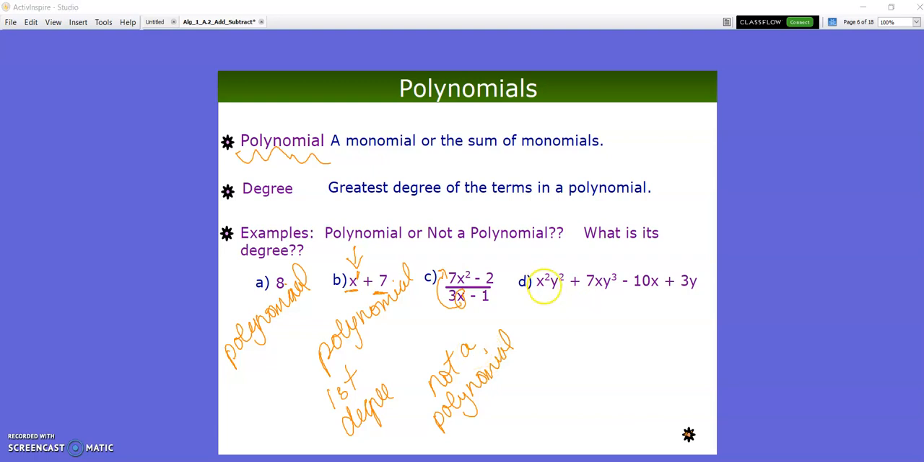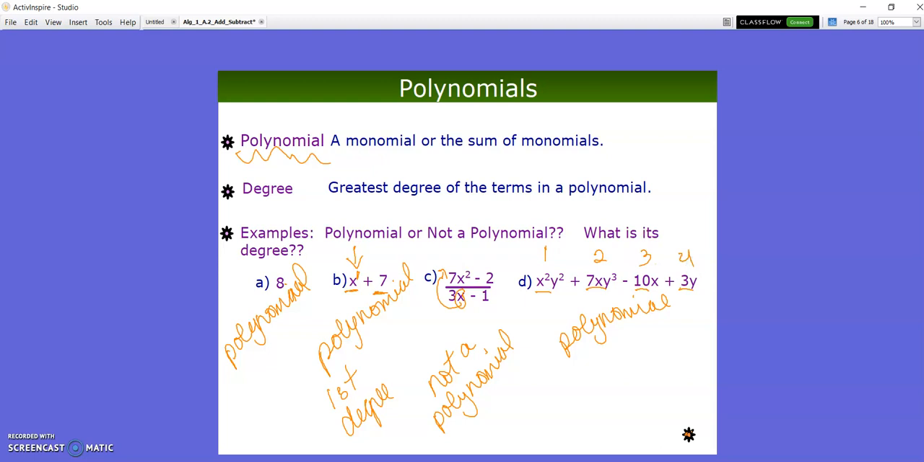For letter D, I take a look. It's got 1, 2, 3, 4 clumps of multiplication. So there's more than one clump of multiplication. That makes this one a polynomial. It actually has 4 terms. This is a term, this is the second term, here's the third, this is the fourth.